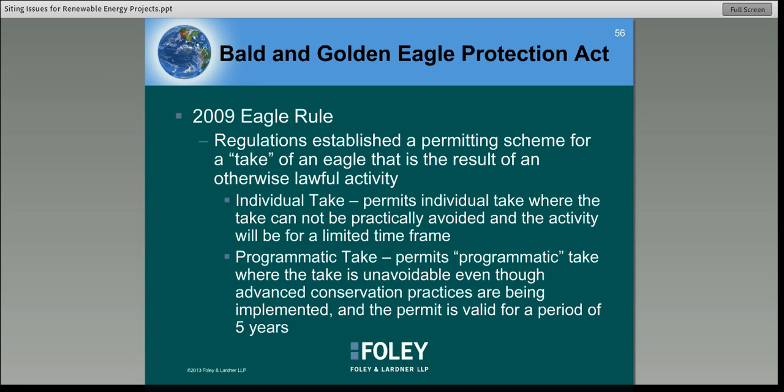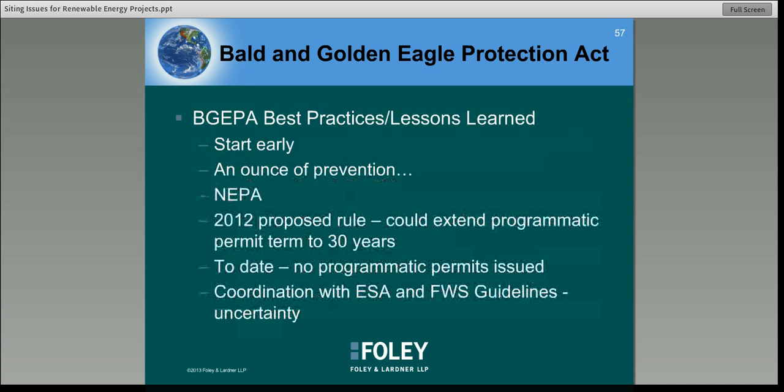So in 2009, after the eagle was delisted from the Endangered Species Act, FWS had new regulations come out that created a permitting scheme for a take of an eagle that is the result of an otherwise lawful activity. There are two possible options for permits. The first is an individual take permit. Those are permits that would be for an individual project that was limited in time and location.